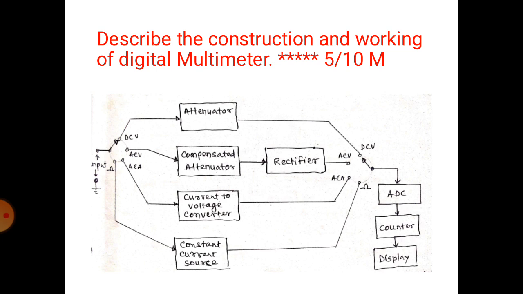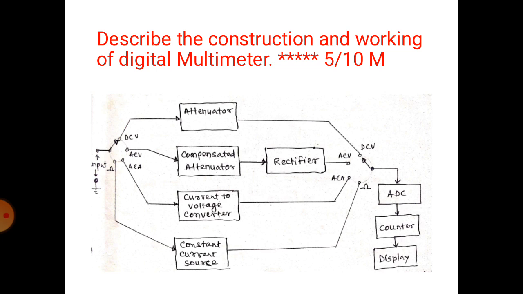I have mentioned the name of the question with marks, for how many marks the question will be asked and how many times the question is repeated in the semester end exam. So that star indicates the number of times the question is repeated in the semester end exam. So let us discuss: describe the construction and working of digital multimeter.